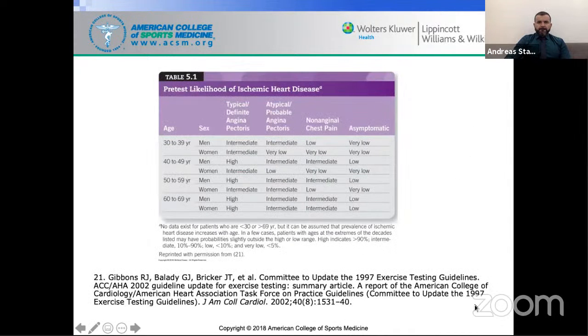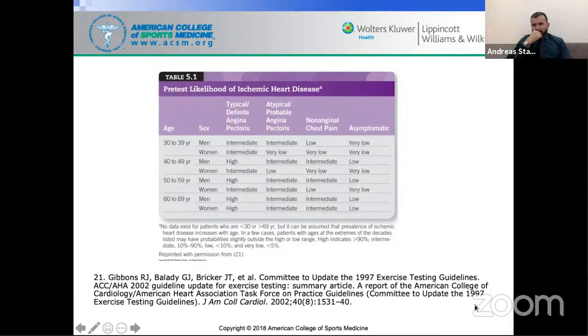All right, so here, I don't want to go into a lot of detail. There's a lot of detail in this chapter. I want you to go all the way to the right. So the right column, you see they're asymptomatic. So if you're asymptomatic, the pretest likelihood of ischemic heart disease is very low to low. Okay.